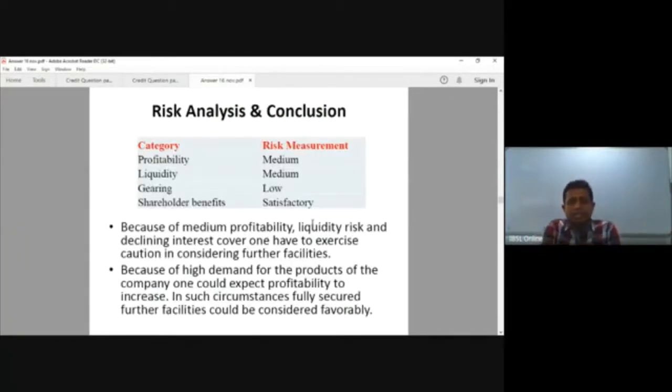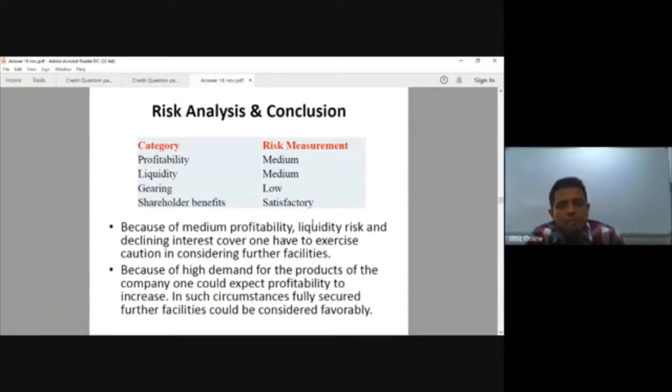Then risk analysis. If you take profitability, their ratios had some declines, but we can say medium risk is there. Then liquidity, medium risk is there. There was a concern. If you take the current ratio, it is not up to the standard that we required, but medium risk can be seen. Gearing, very low risk. Shareholder benefit, satisfactory. Now, we have to give a final conclusion here.